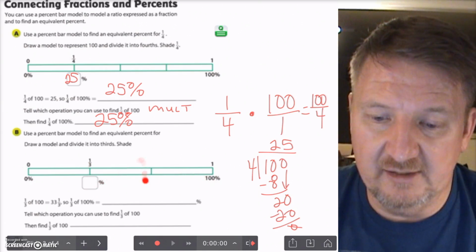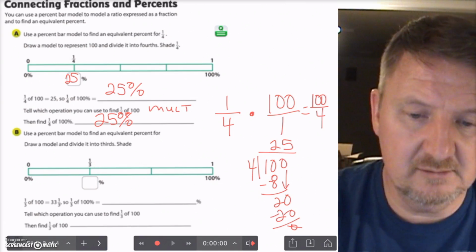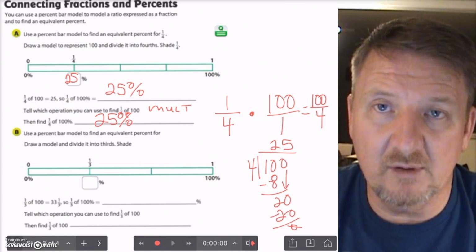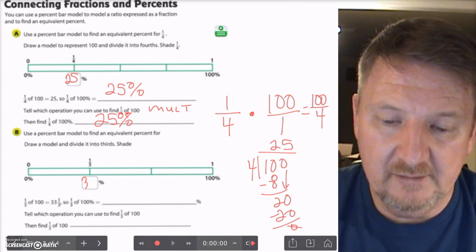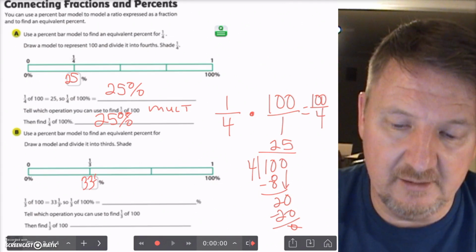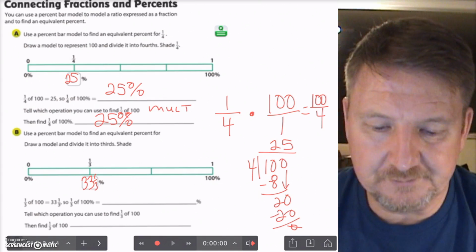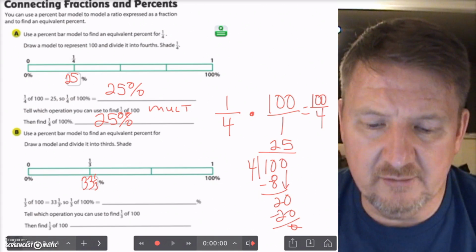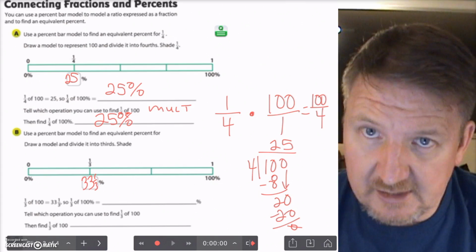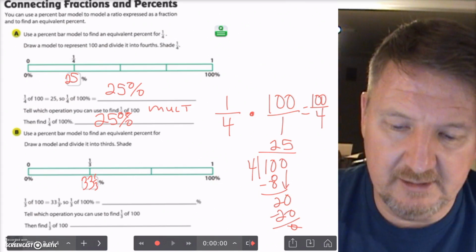All right, and we divide it into thirds. So 1/3 is going to be the same thing. Now that's a little harder. You can't use money, but if you just divide 1 by 3, that'll tell you that 1/3 is equal to 33, actually 33 1/3, because it's a repeating decimal. It just keeps going on. So down here it says 1/3 of 100 equals 33 1/3. So 1/3 of 100% is going to be 33 1/3%.